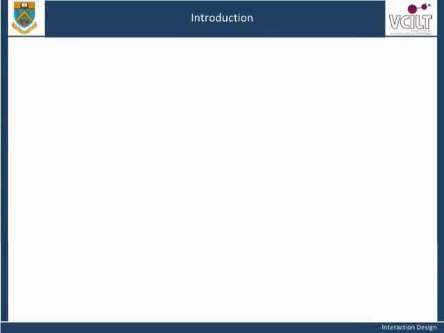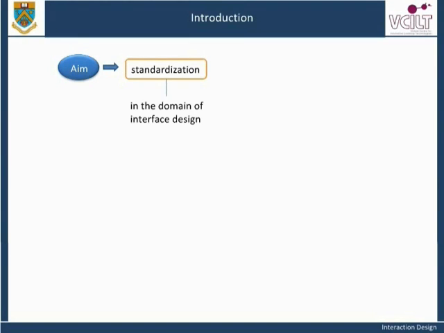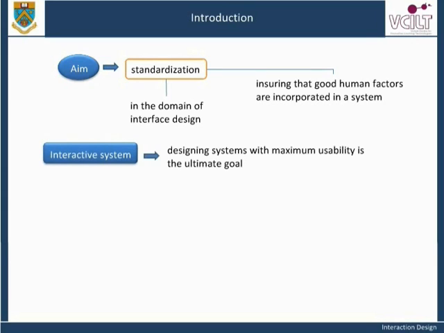Introduction to Design Guides. The aim of this section is to discuss the role of standardization in the domain of interface design. Standardization can be viewed as a way of ensuring that good human factors are incorporated in a system. For interactive system designers, designing systems with maximum usability is the ultimate goal.